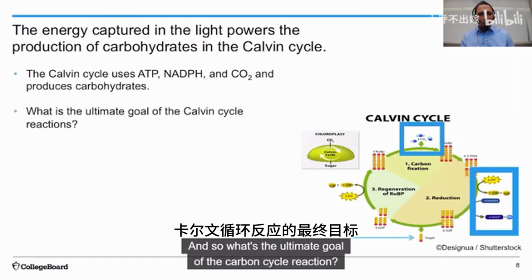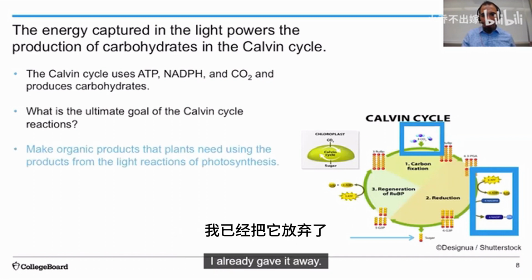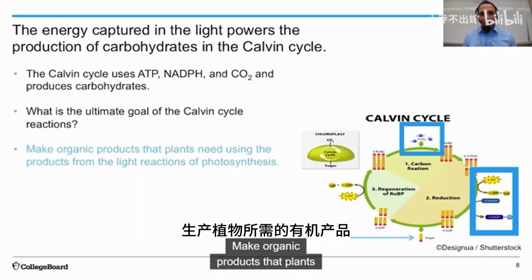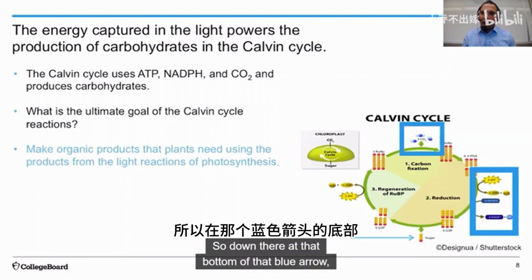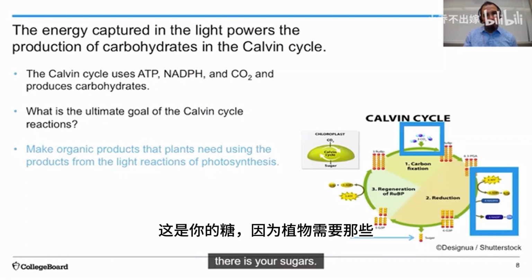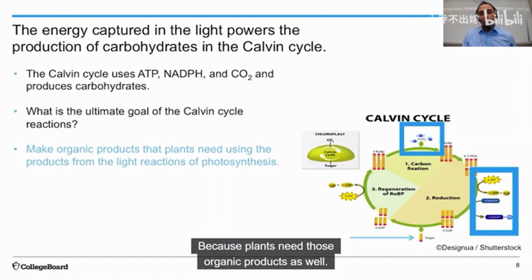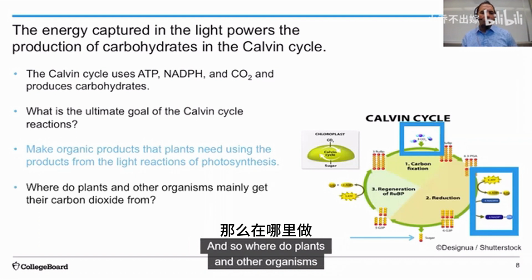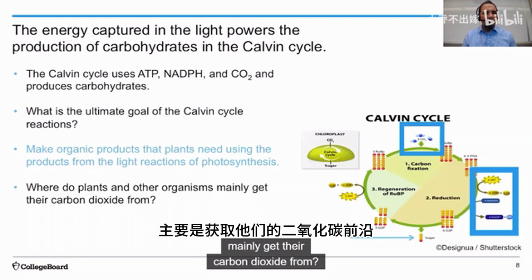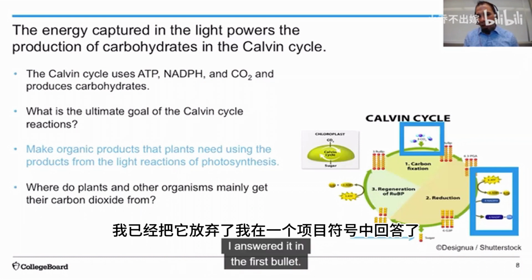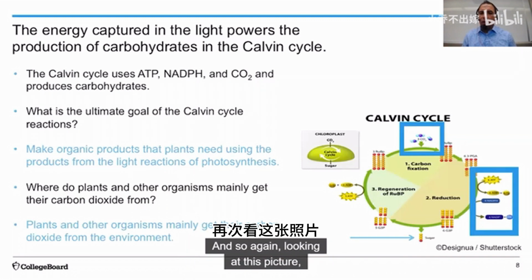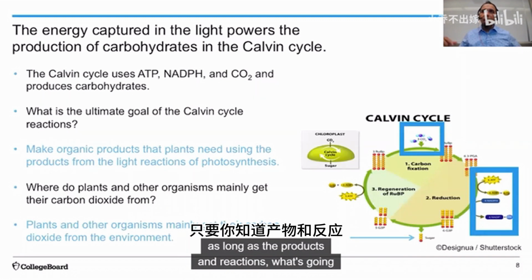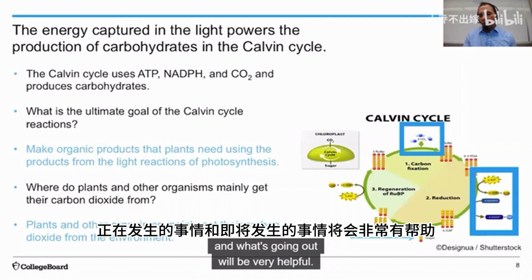What's the ultimate goal of the Calvin cycle reaction? I kind of already gave it away: make organic products that plants need using the products from the light reactions of photosynthesis. Down at the bottom of that blue arrow, there are your sugars, because plants need those organic products as well. Where do plants and other organisms mainly get their carbon dioxide from? I answered it in the first bullet: they get it from the environment. Looking at this picture, as long as you know the products and reactants, what's going in and what's going out, will be very helpful.